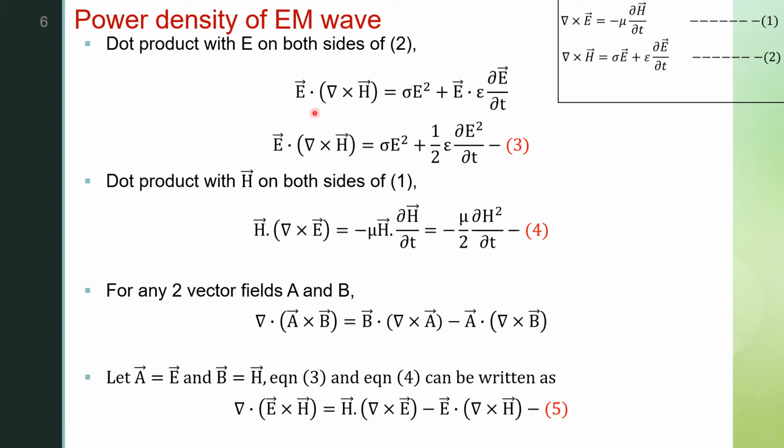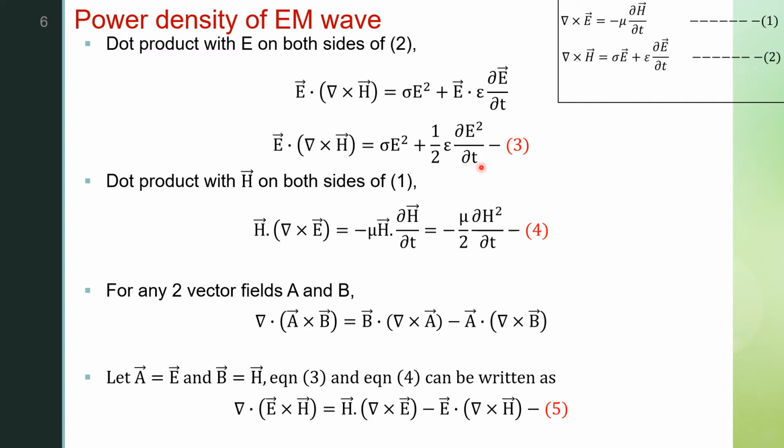That's equal to E dot del cross H, which is equal to sigma E square plus E dot epsilon ∂E by ∂t. So that's equal to sigma E square plus epsilon E dot ∂E by ∂t, which is 1/2 ∂E square by ∂t. So we will get E dot del cross H is equal to sigma E square plus 1/2 epsilon ∂E square by ∂t.